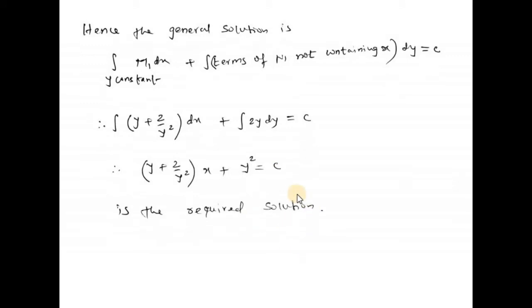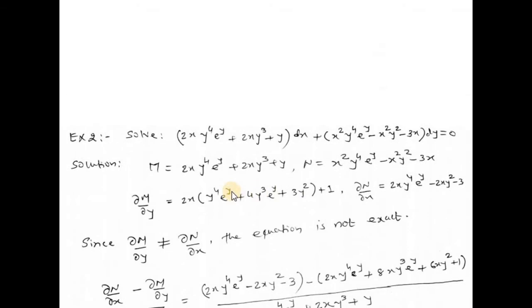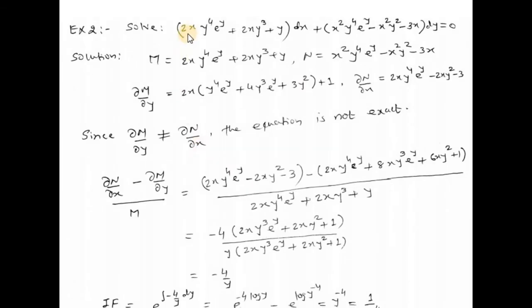Now let us discuss second example of case 2. Solve 2x y raised to 4 e raised to y plus 2x y cube plus y dx plus x square y raised to 4 e raised to y minus x square y square minus 3x dy equal to 0.